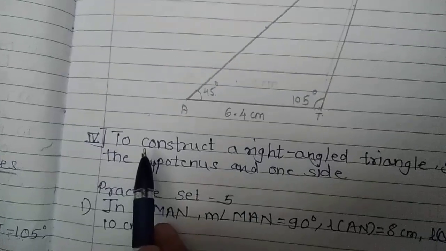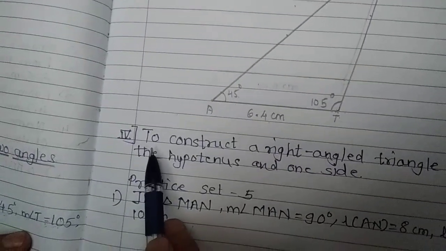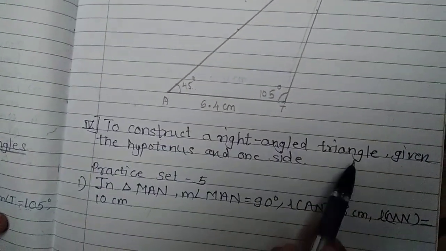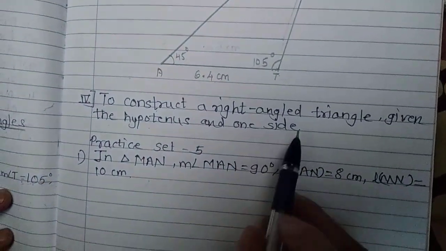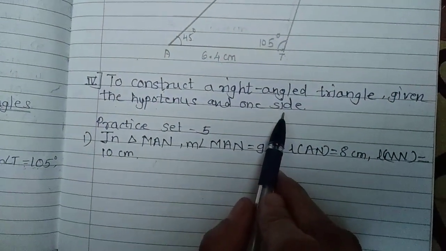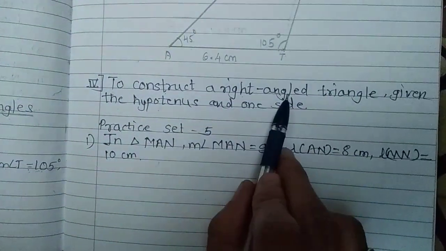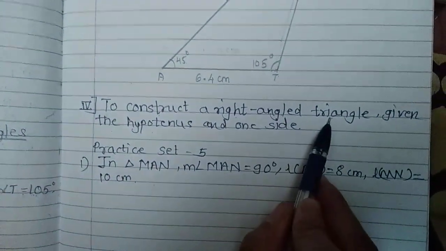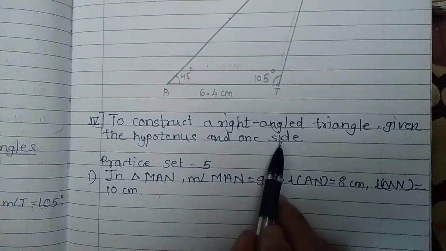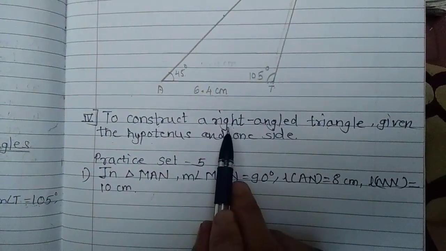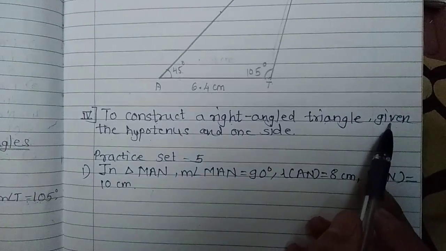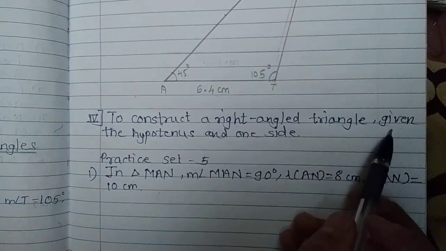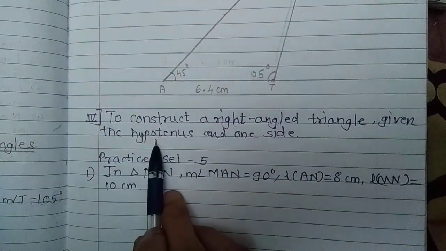So in construction of triangles, the next step is to construct a right angle triangle given the hypotenuse and one side. Means here we have to construct a triangle. Which triangle? Right angle triangle. What is meant by right angle triangle? In a triangle, one angle is of 90 degree. That means right angle triangle. So in that construction we will be provided with the hypotenuse.